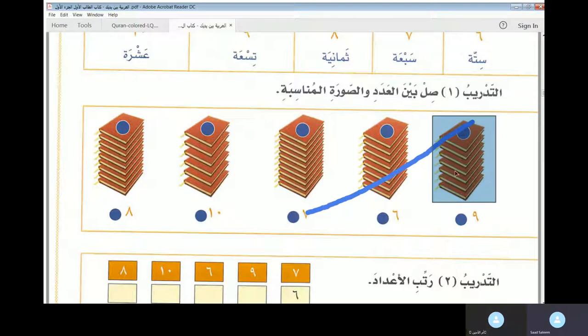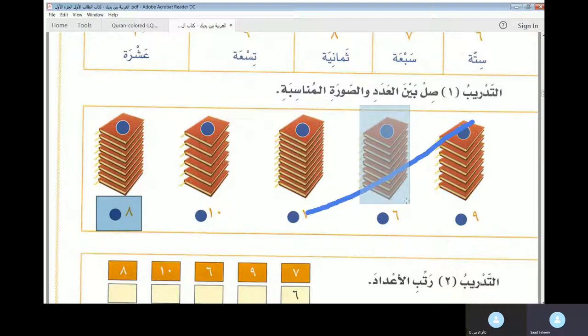So here we have 1, 2, 3, 4, 5, 6, 7. Seven books. Sab'atu kutubin. With which word will you join it? Saba, okay, you will join it with Saba. Then we have 1, 2, 3, 4, 5, 6, 7, 8. Eight books. Thamaniyatun. You will join 8 with Thamania. Thamaniyatu kutubin.